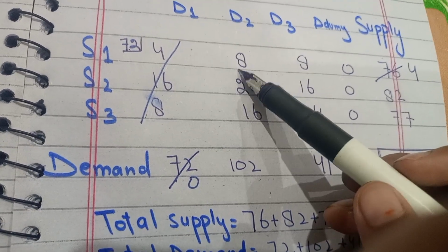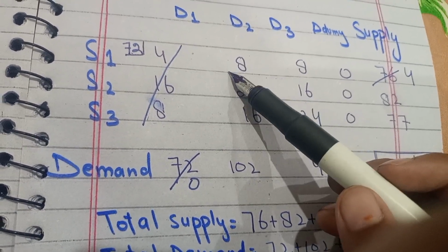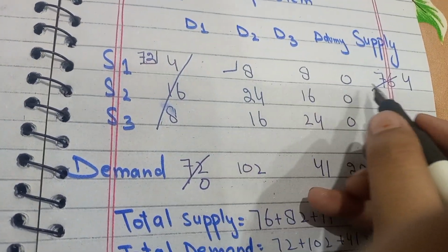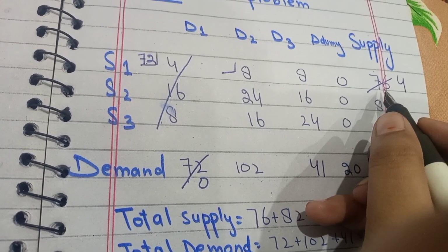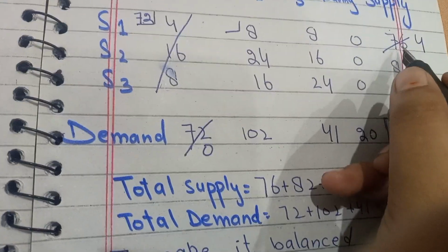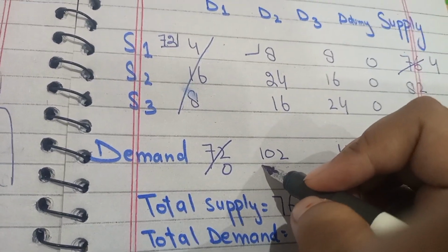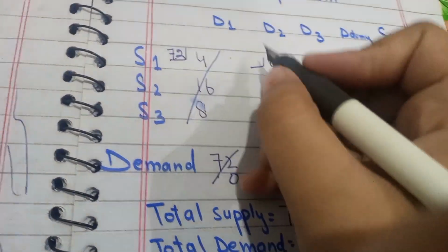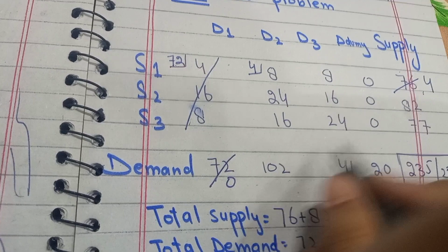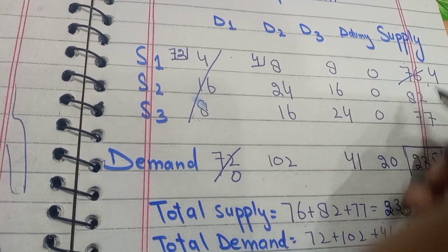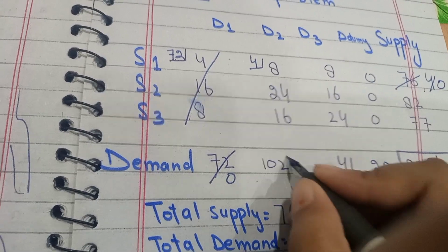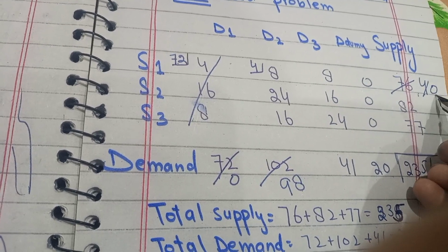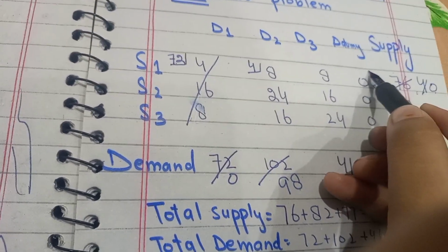This number is the respective cell because it is most west and most north. With respect to 8, we have to choose the least number from supply and demand. Demand is 102, which is higher than supply, which is 4. So we allocate 4 here because 4 is the least. Then 4 becomes 0 and 98 remains. Now the supply is 0, so the whole row becomes 0.